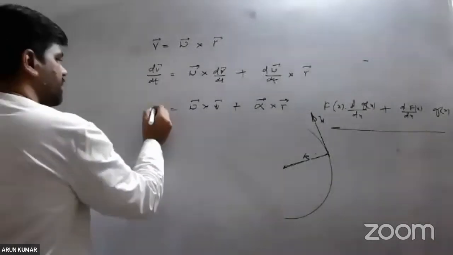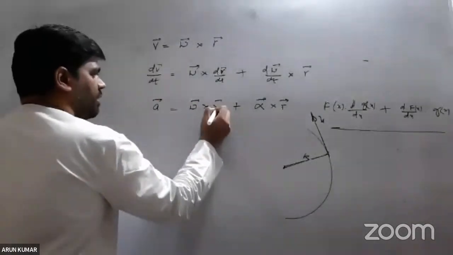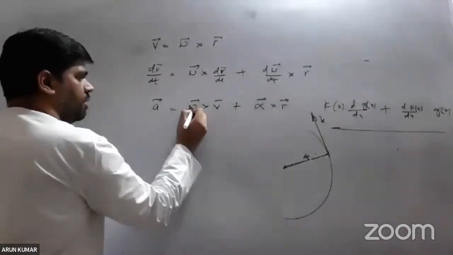Now I've got two terms. Now what is this a bar? dv by dt is nothing but a bar.